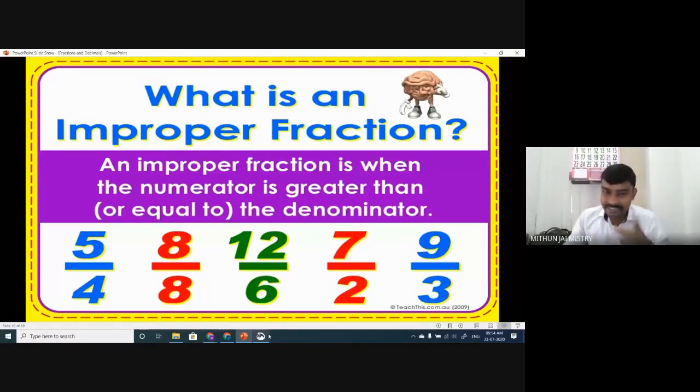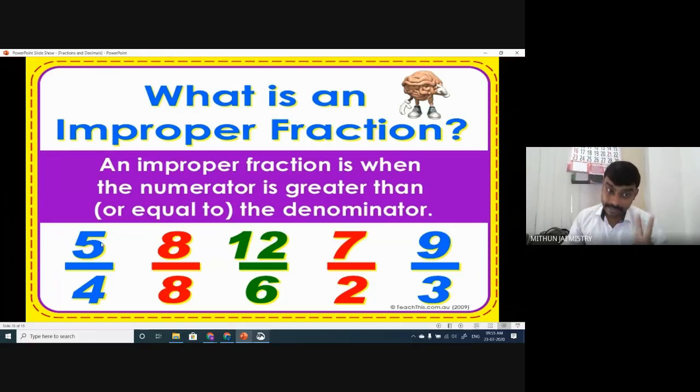But now here somebody was interrupting me. He or she was actually trying to tell me, sir, that's okay, but even we have 8 by 8. So here 8 is equal to 8, beta. Here the numerator is equal to the denominator. So in such cases also, two conditions.